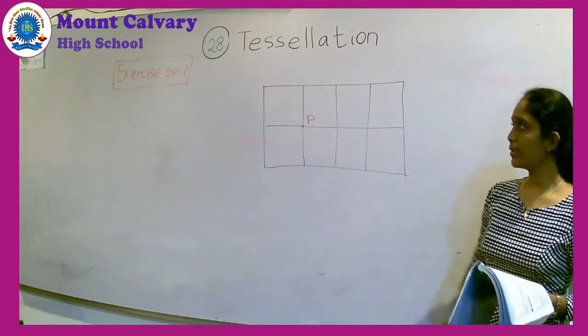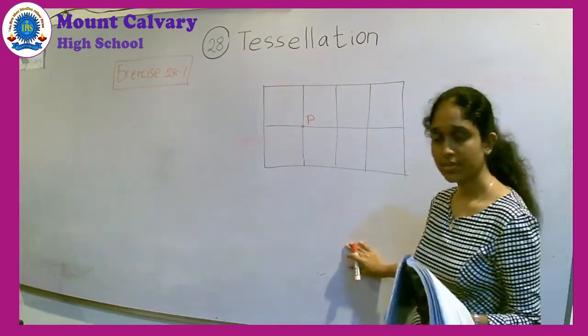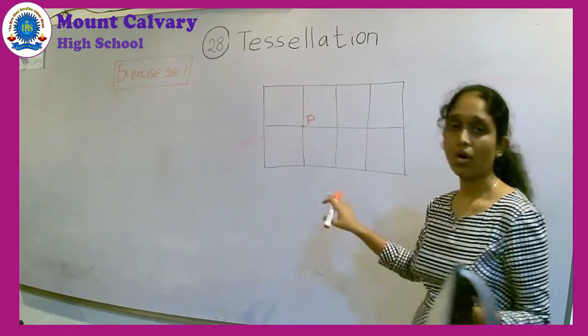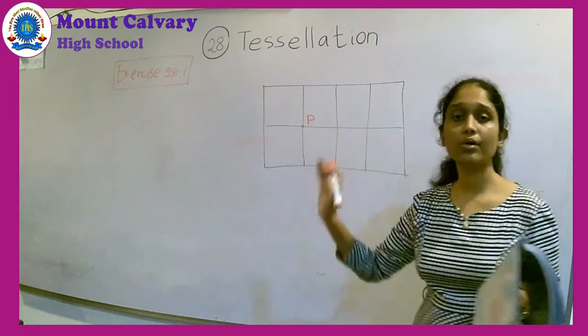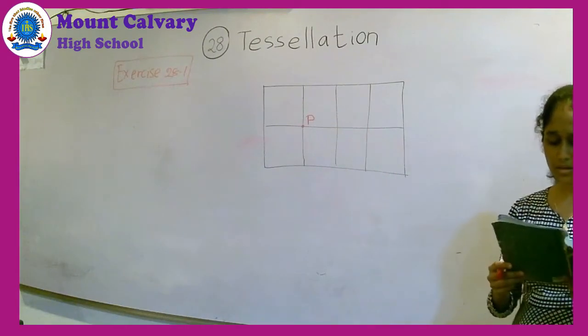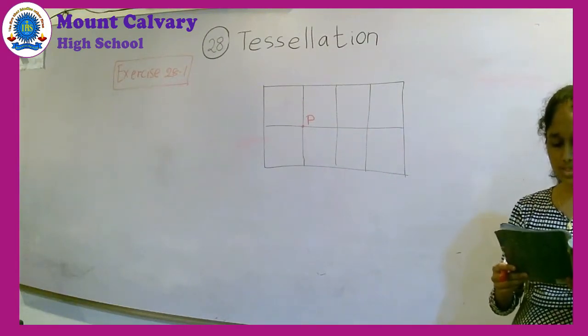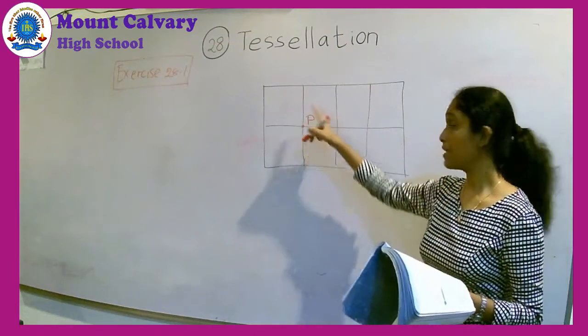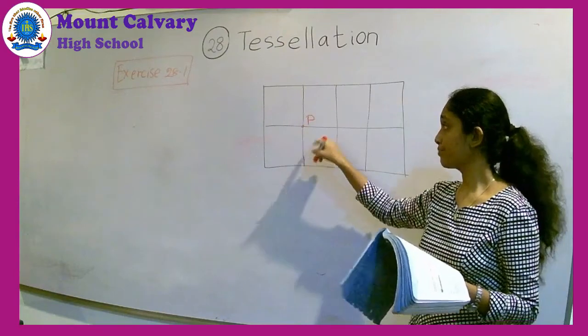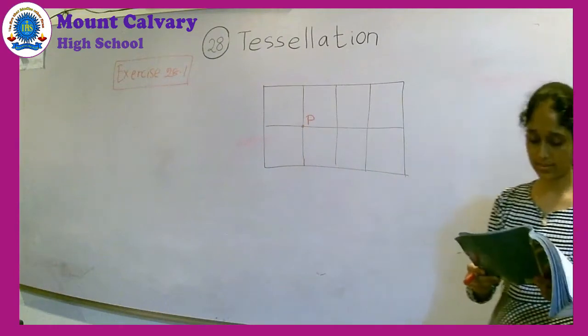So, is that a pure one or a semi-pure one? Yes, very easy. It has only squares. So, this is a pure tessellation. A point at which the vertices of several of these squares meet has been marked as P. So, P is a point where the vertices meet, right?